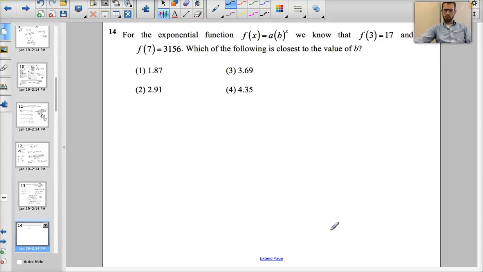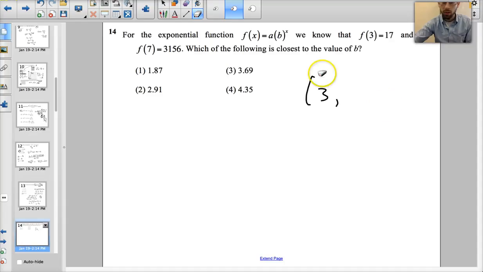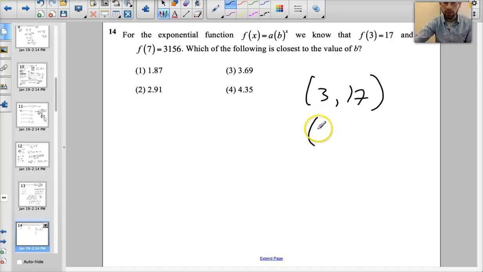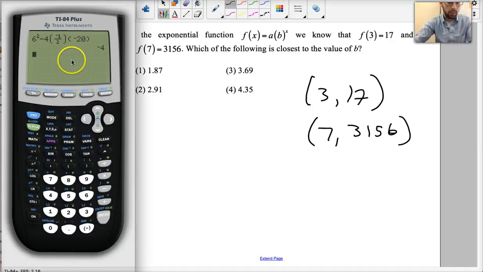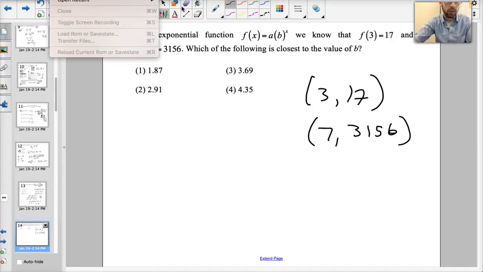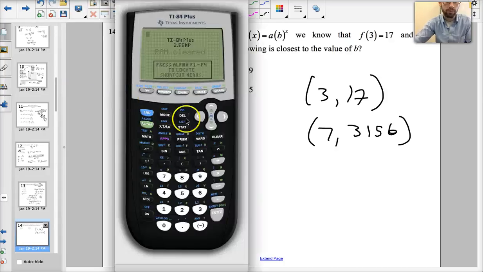It's giving me 2 points of an exponential function. It's asking me for the value of b. So I know one point is x value of 3, y value of 17. The other one, I've got x value of 7, y value of 3,156. And I have a tool on my calculator to help me out with that. So I'm going to do an exponential regression to find the equation.